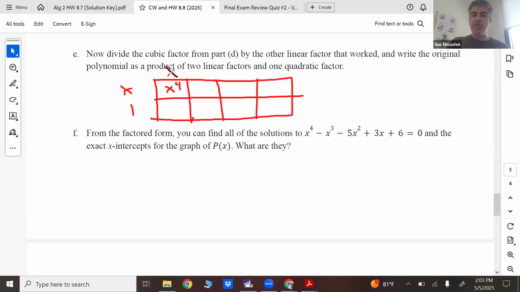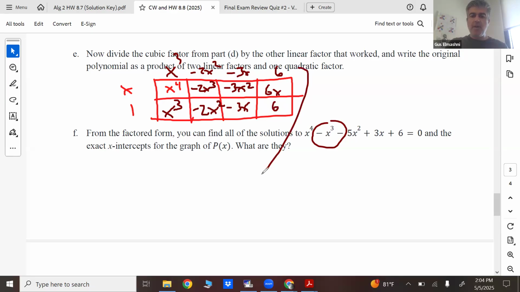And then we're just going to kind of go somewhat rapid fire. What do you add to x cubed to get the -x cubed? -2x cubed. So you get -2x squared. So you multiply 1 to get -2x squared. Okay, what do you do to get the -5x squared? Hopefully you see that, right? You get -3x, -3x. That'll be 6x, 6, and 6. So you wind up getting all this junk if you do division correctly.